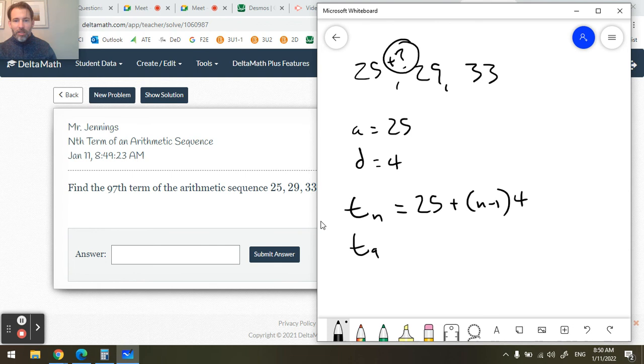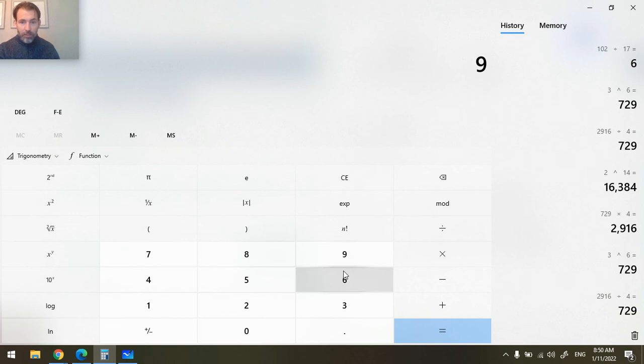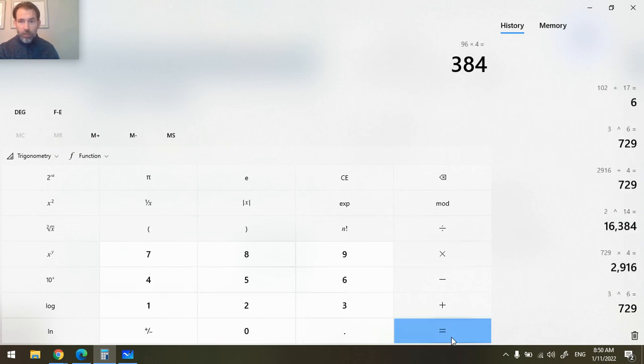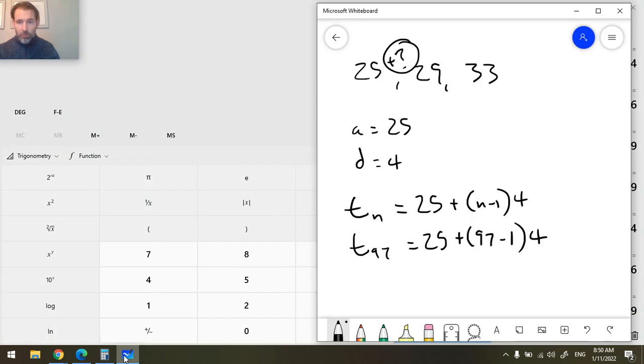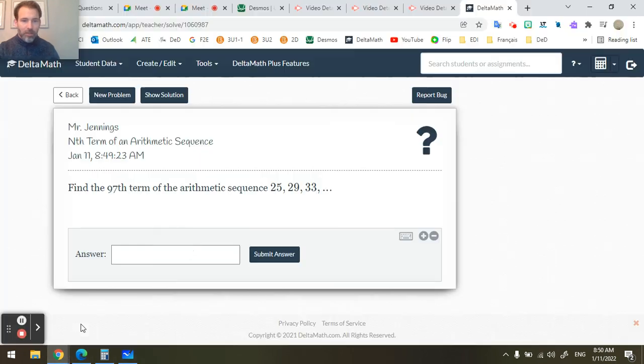Now I've been asked to find the 97th term. So let's find the 97th term. That's going to be 25 plus 97 minus 1 multiplied by 4. 97 minus 1 is 96. 96 times 4 is 384. Let me prove it to you. 96 times 4 equals 384. Very good, Mr. Jennings. So 25 plus 384. Watch me make an error here. 25 plus 384 is 419. So let's input that into Delta Math.